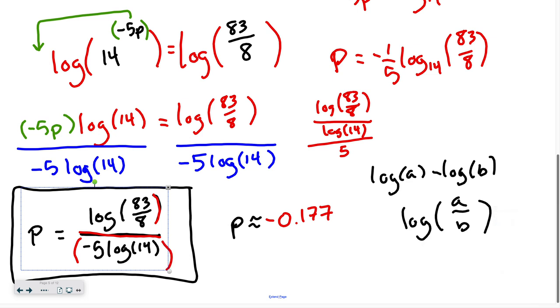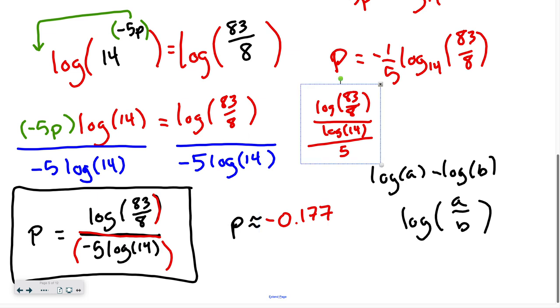That way, after you hit the division button, if you have the denominator grouped, it's going to divide by the entire denominator, which is what you want. If you don't group it, your calculator is likely to divide the numerator by -5, and then multiply that value by log 14, which is not what you need to do. So definitely practice this. Make sure you can get approximately -0.177 so you know how to use your calculator.